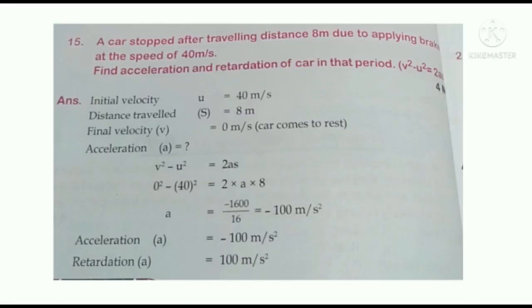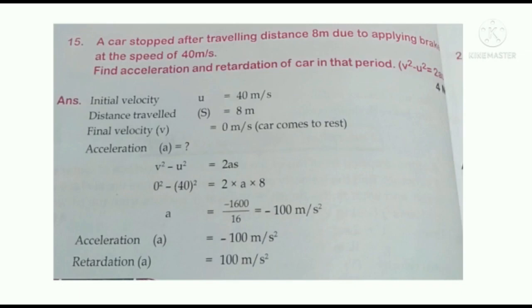So, which values are given here? The initial velocity is given. What is the value of initial velocity? Initial velocity u is equal to 40 meter per second. Next, what values given? Distance. Distance traveled how much? Distance traveled 8 meters. So, S is equal to 8 meters.